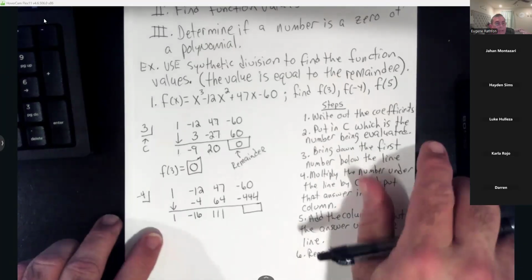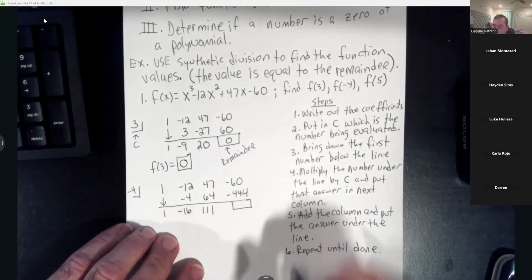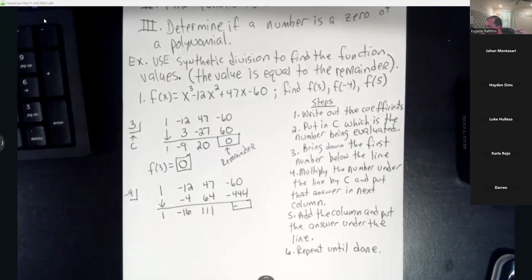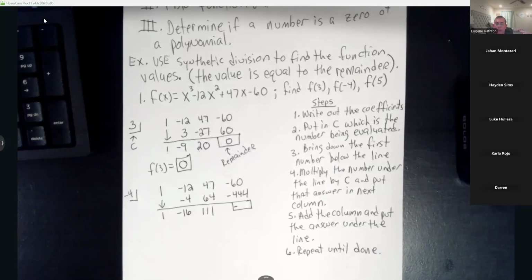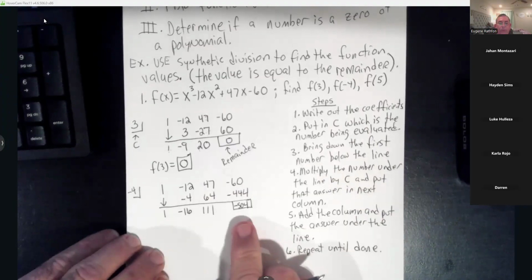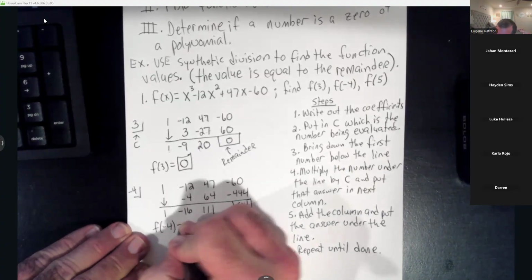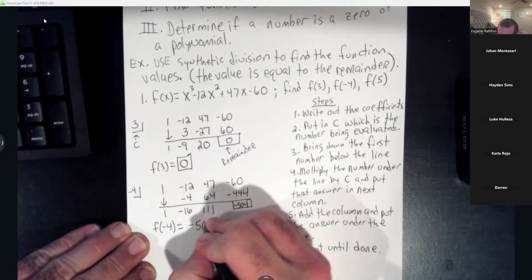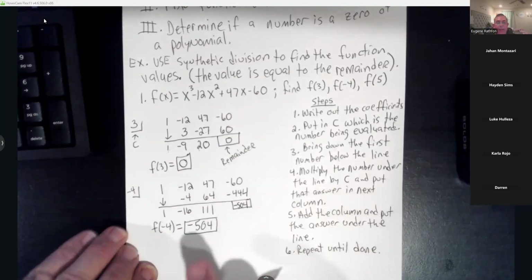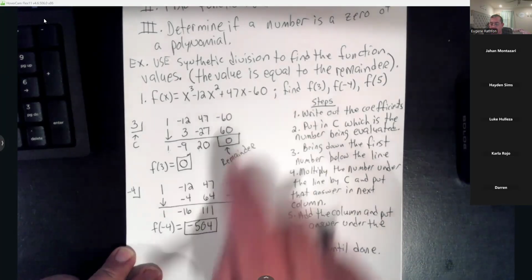All right, add that together real quick for me. I have a negative 60 and a negative 444. I know that's going to be a negative something. So I'm getting a negative 504? Good job. Since that remainder was negative 504, that means f of negative 4 equals negative 504. That's the answer you would get if you put that negative 4 in for all of these x's.